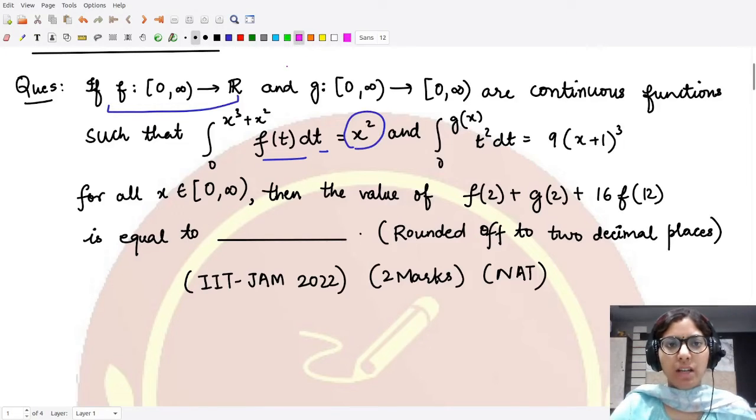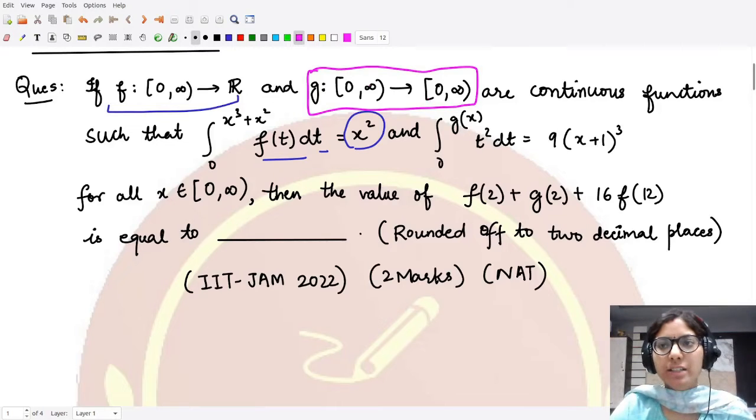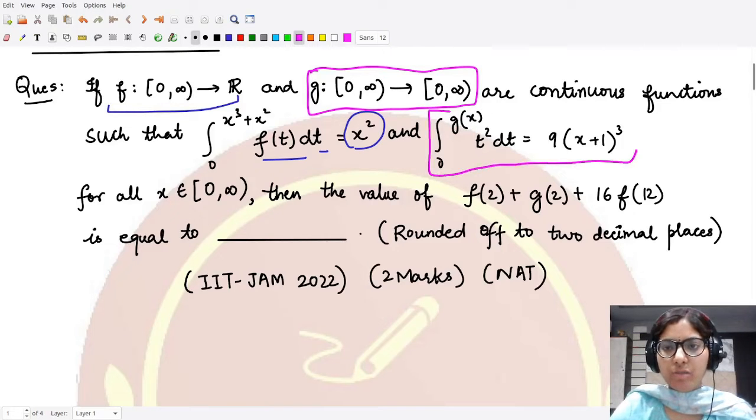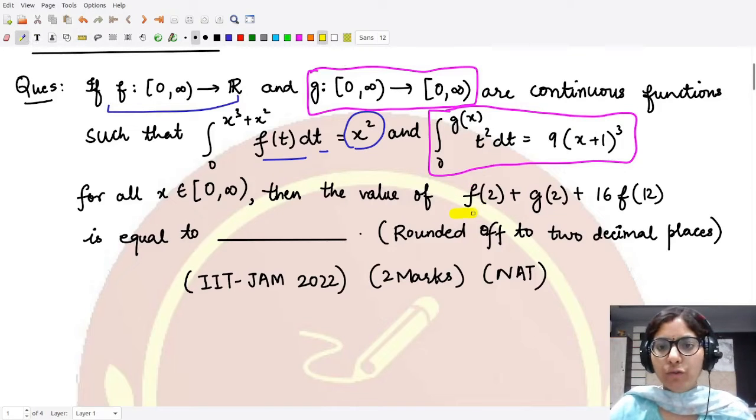And the other function is defined from the interval 0 to infinity to another interval 0 to infinity, that is positive real line to the positive real line. For this function, we have the condition that the integration from 0 to g of x of t square dt is equal to 9 times (x plus 1) cube, right? Now you have to calculate the value of f of 2 plus g of 2 plus 16 times f of 12.